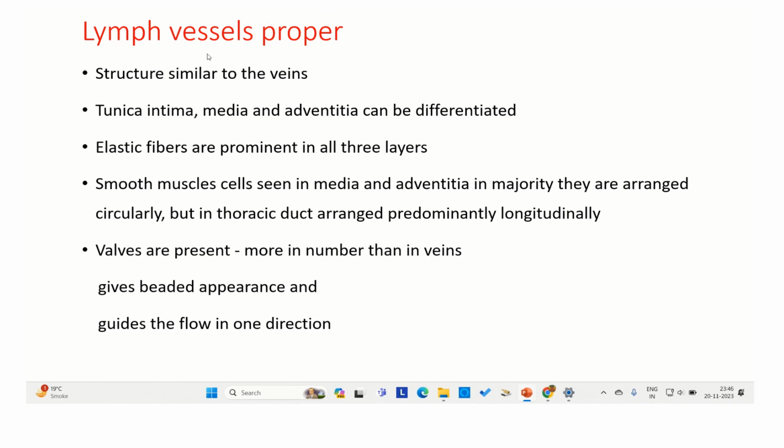After lymph capillaries come the lymph vessels proper. Structurally they are similar to veins. Tunica intima, media, and adventitia can be differentiated. Elastic fibers are prominent in all three layers. Smooth muscle cells are seen in the media and adventitia in the majority. They are arranged circularly, but in the thoracic duct, they are arranged predominantly longitudinally. Valves are present in greater number than in veins, give a beaded appearance to the lymphatic vessels, and guide the flow in one direction.